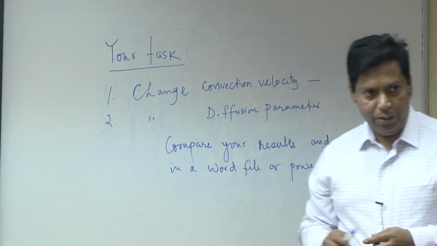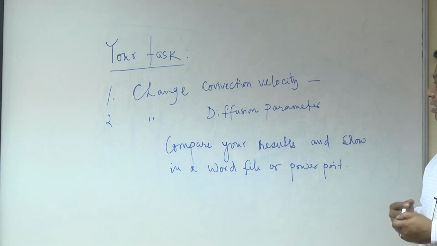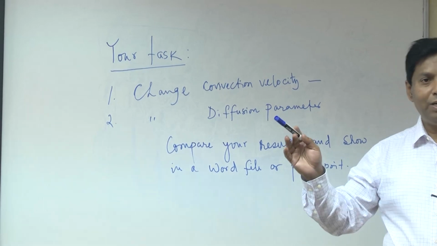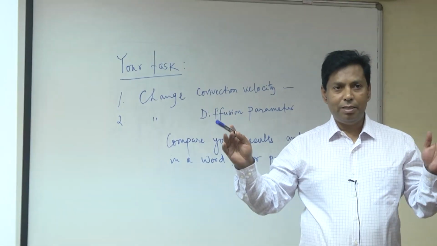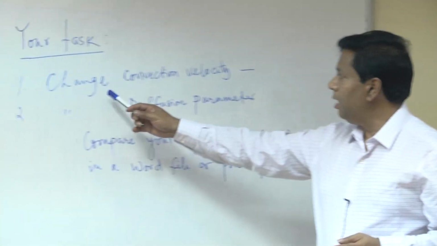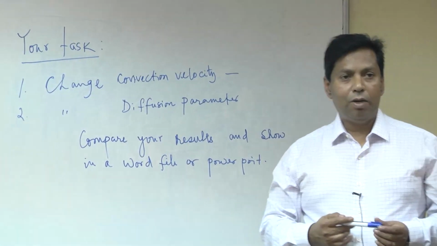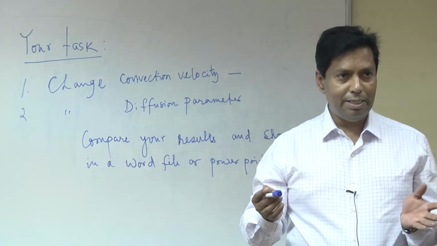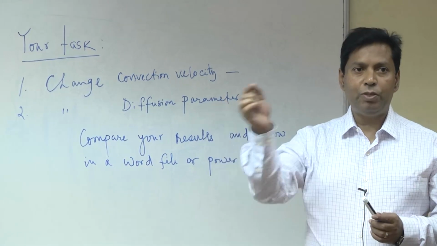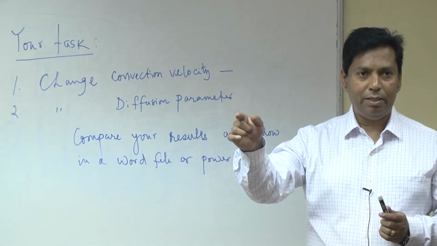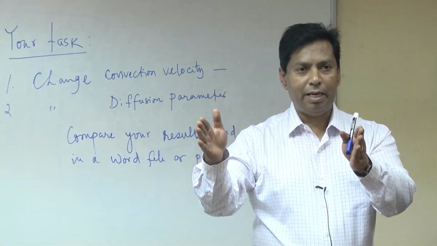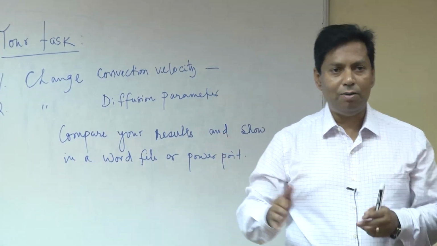All right, so your task will be to change the convection velocity. Just keep the zero condition on both sides. Just use the Dirichlet condition. Change the convection velocity. The one I use is 1. Now change it, and then copy the figure and put it in a Word file or the PowerPoint file. After it changes, get another figure, put them side by side and see how it is changing.